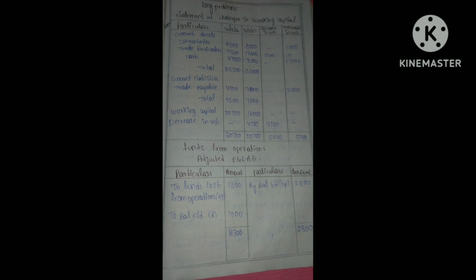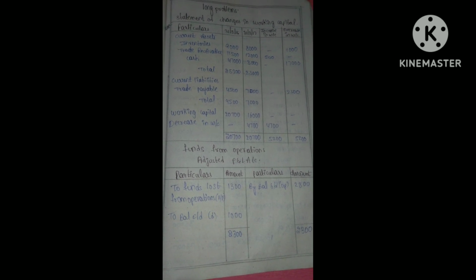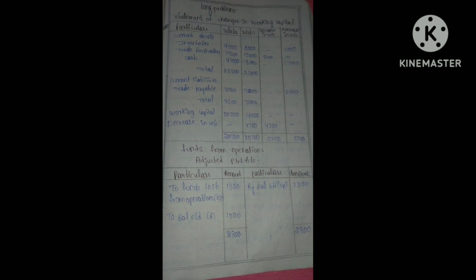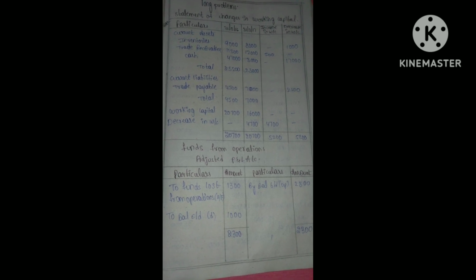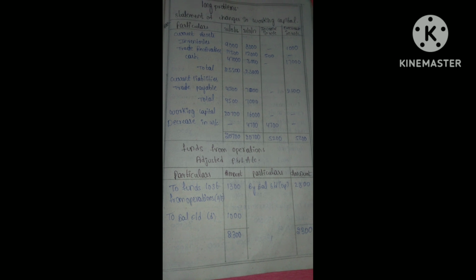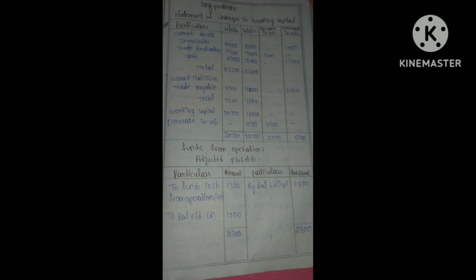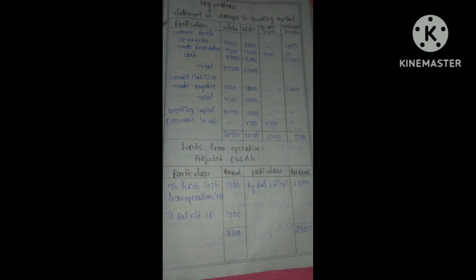Next, trade receivables, 11,500 minus 12,000. We will get an increase of 500. So note it down in the increase in working capital column. By mistake I have written income, so make it increase in working capital. So next we have cash. So 4,700 minus 3,000, we will get 1,700. So it is a decrease. So note it down in the decrease in working capital column.